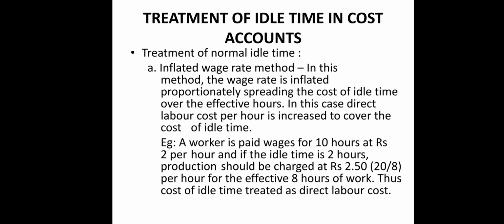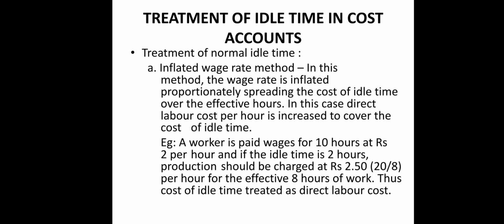Okay. So the first method is the inflated wage rate method. In this method, the wage rate is inflated proportionately, spreading the cost of idle time over the effective hours. In this case, the direct labor cost per hour is increased to cover the cost of idle time. What we have to understand here is that this is for the treatment of normal idle time. Whatever the wage rate is, it is inflated proportionately so that the cost of idle time is also included in the effective hours wage rate.